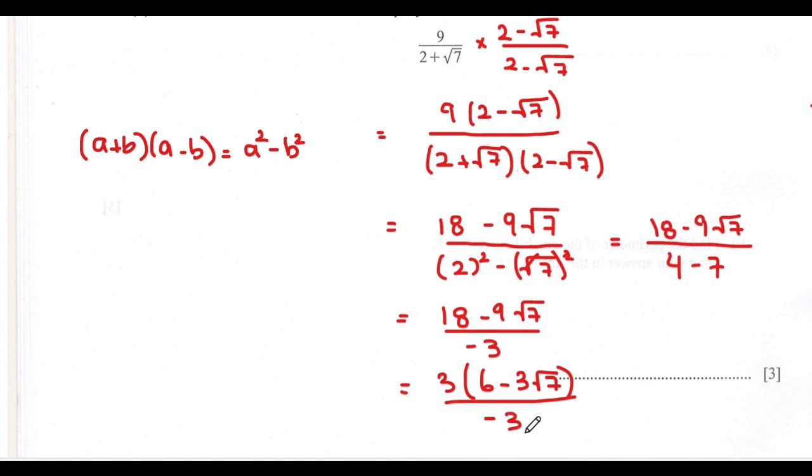I can cancel this 3 with this 3. So it would be a negative sign in the denominator, which will change the signs upside. So it would be negative 6 plus 3 root 7.